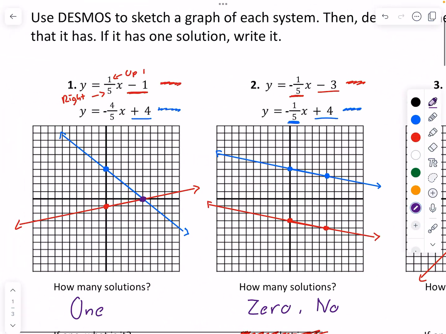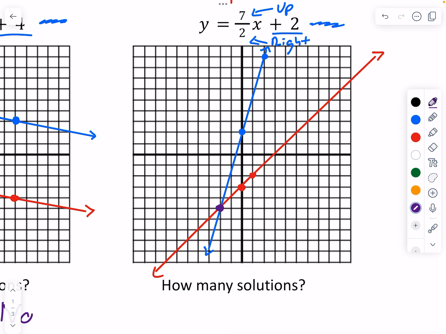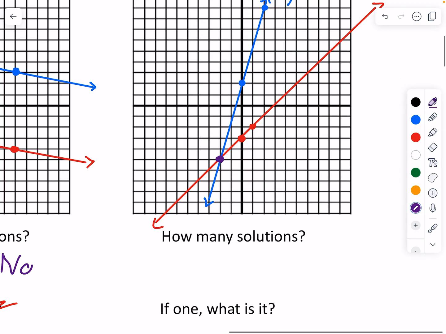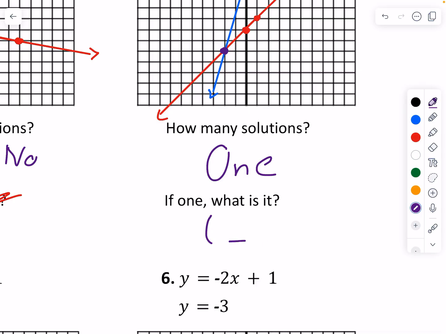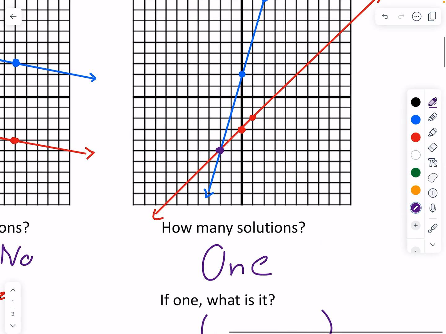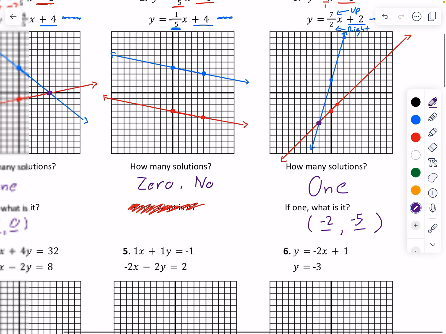Okay. We have two lines. How many solutions do we have with these two lines? If you said 1, you are absolutely correct. And I also want you to tell me what that solution is. What is this point right there? If you said -2, -5, you are absolutely 100% correct. Very good.